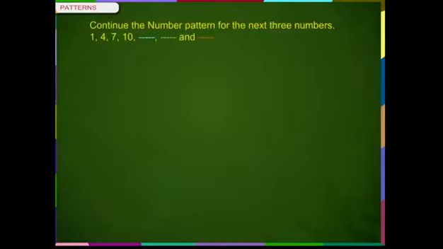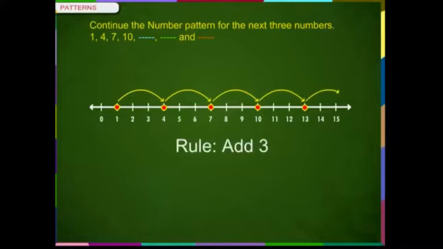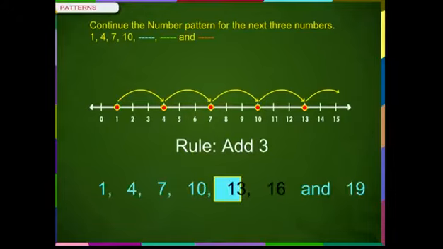Continue the number pattern for the next three numbers: 1, 4, 7, 10, dash, dash, and dash. Solution. Let us place the numbers on the number line and we can say that numbers start at 1 and jump 3 every time. So the pattern rule is add 3. Therefore, the next three numbers will be 13, 16, and 19.